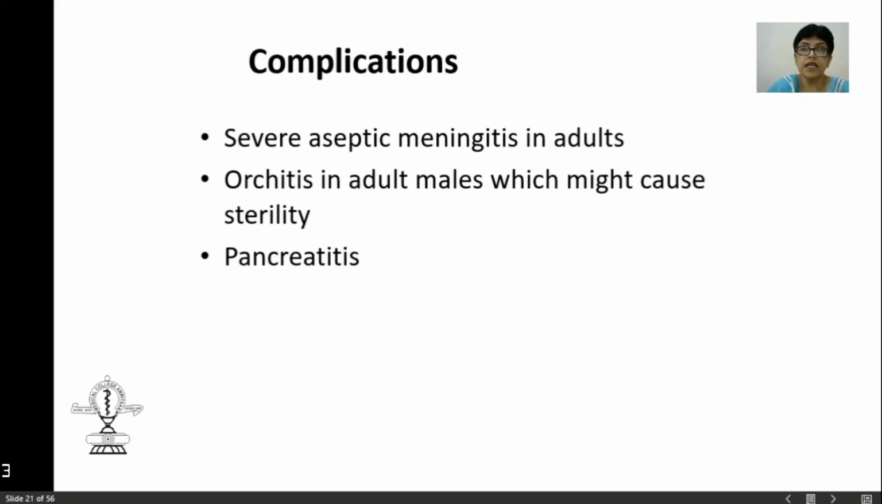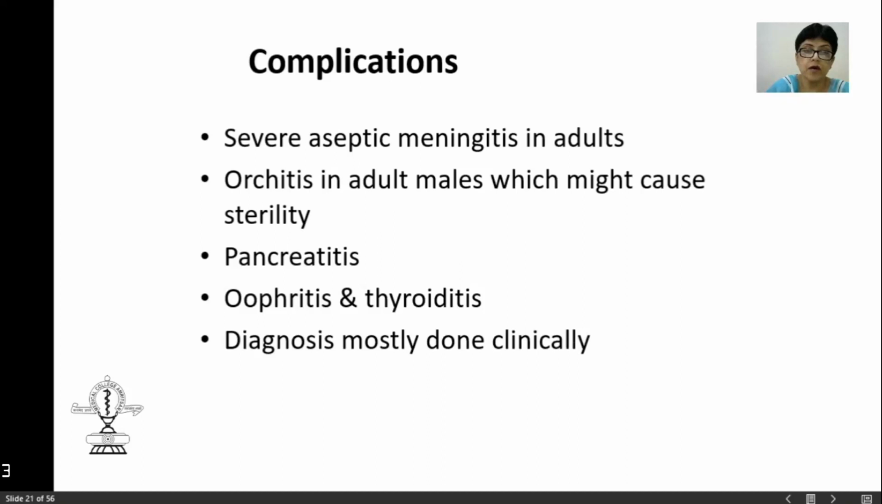So, testicular inflammation and subsequent healing with fibrosis may cause damage to one part of the gland, but since the condition is extremely rare bilaterally, the chance of contracting sterility is very rare and infrequent. Pancreatitis is seen in 4% of the males who are infected. Oophoritis and thyroiditis are again a little less common, and the diagnosis of this infection is mostly done clinically.